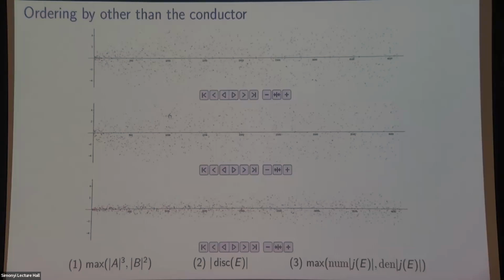So that was the next experiment I tried, to try ordering by other things. In this, I have three charts here. The top one is ordering by naive height, so the maximum of the absolute value of a cubed and b squared, where our elliptic curve is y squared equals x cubed plus ax plus b. Then ordering by the absolute value of the minimal discriminant, or ordering by the height of the J invariant. We're talking about elliptic curves over Q, so this is a rational number. Just take the max of the absolute value of the numerator and the denominator. So three different ways you might naively order your elliptic curves over Q.